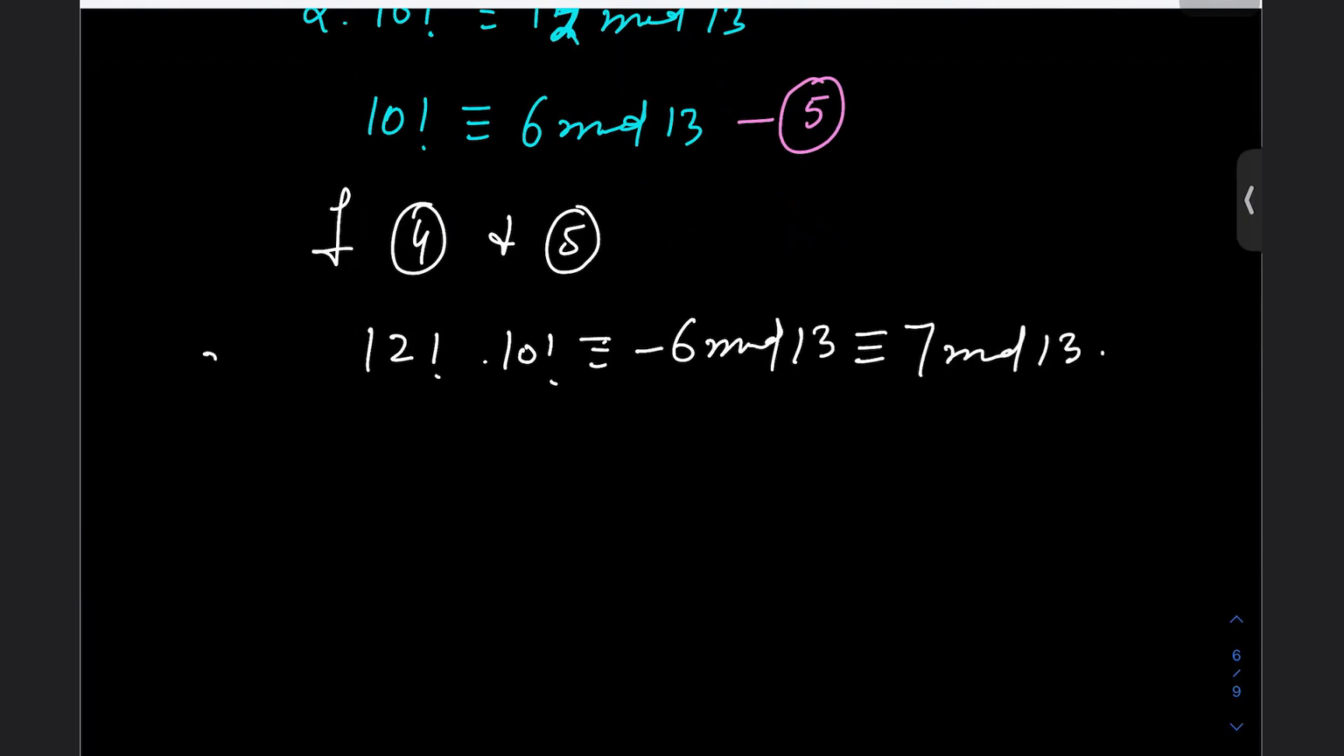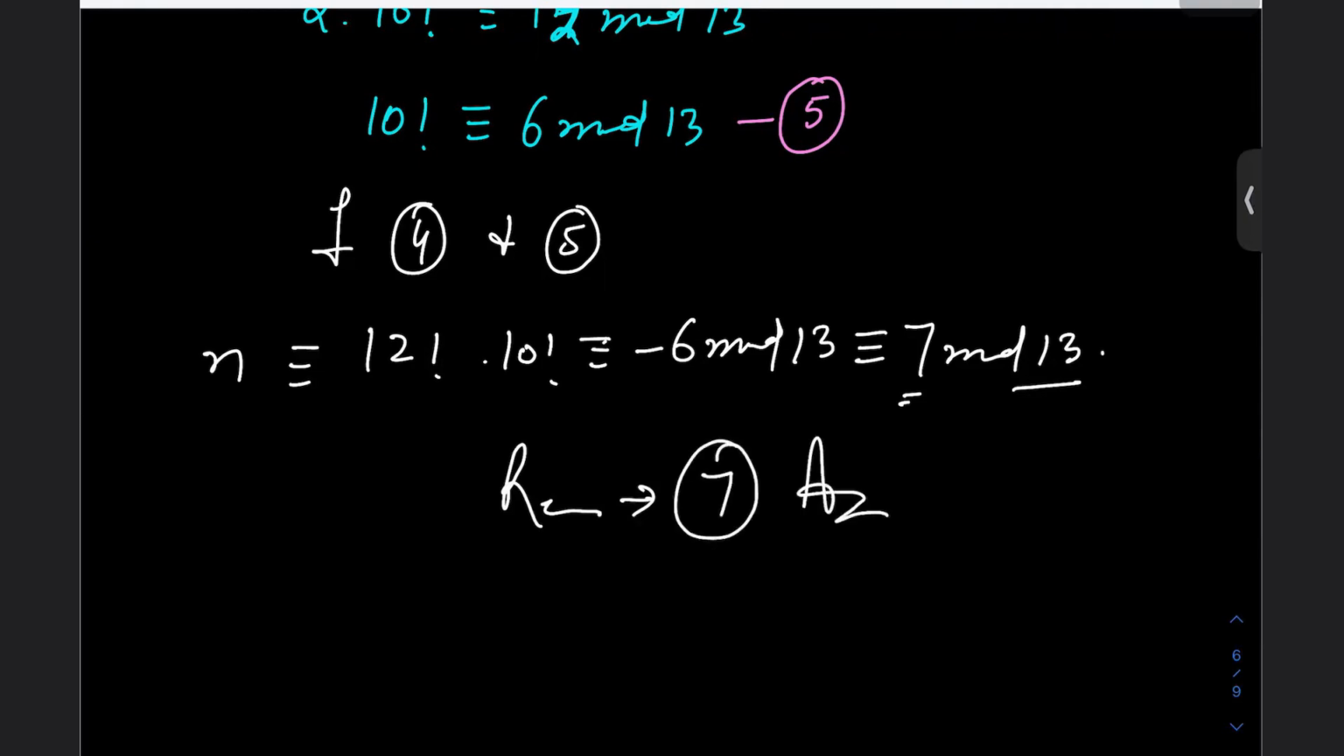So as you know, n is congruent to 12 factorial into 10 factorial, congruent to minus 6 modulo 13, congruent to 7 modulo 13. Therefore, the remainder when n is divided by 13 is 7. So this is our answer.